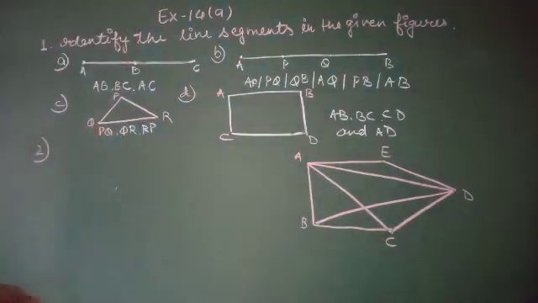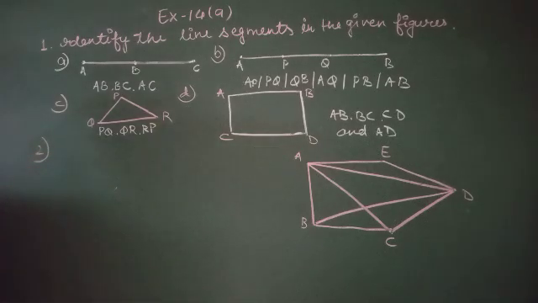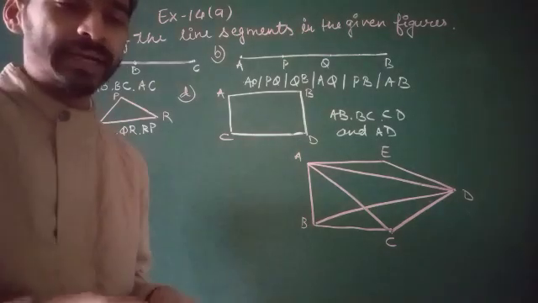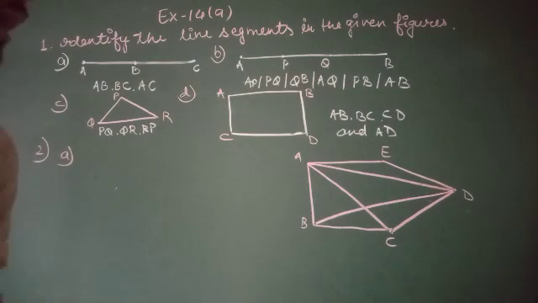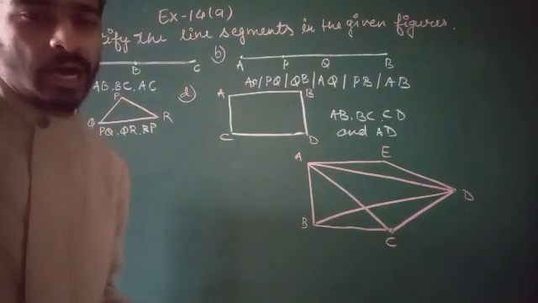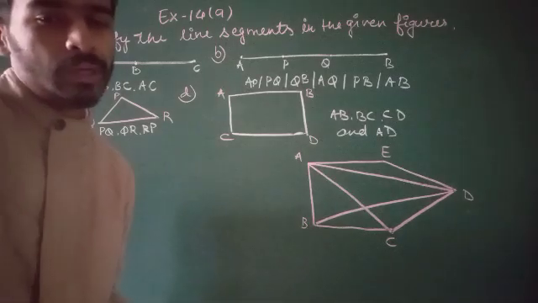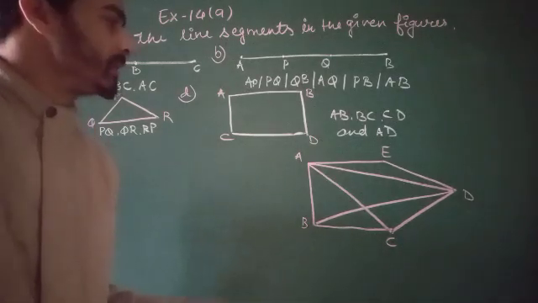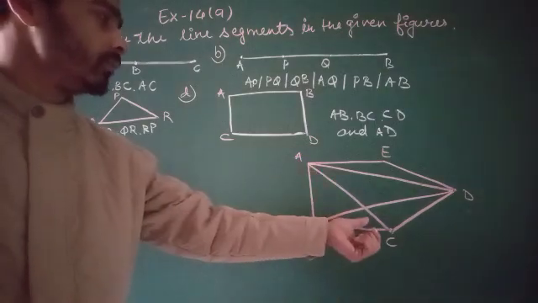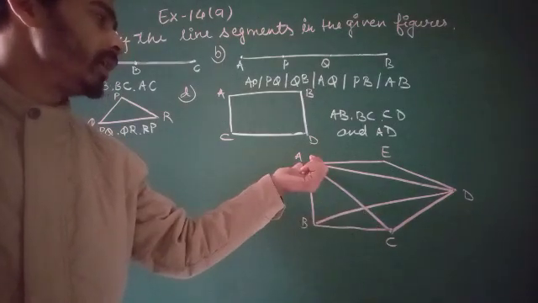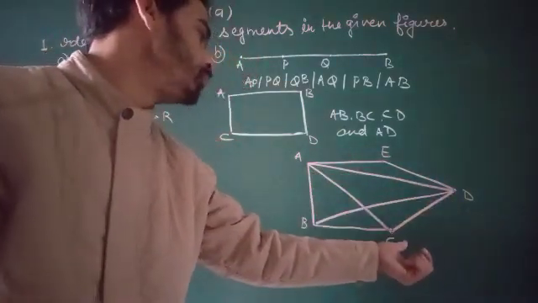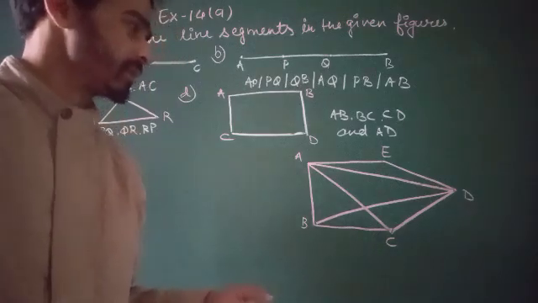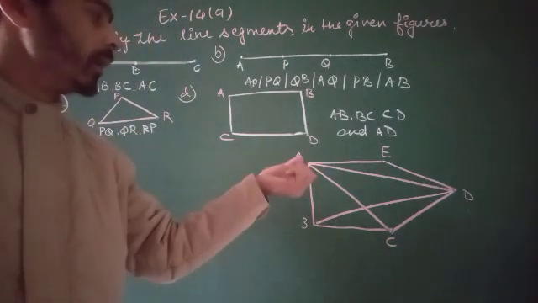And now question number A. Question number A is saying to identify the points of intersection in the figure. How many points of intersection are in the figure? You can see here: 1 point of intersection, 2, 3, 4, 5 and 6 points of intersection. Let's again count it.